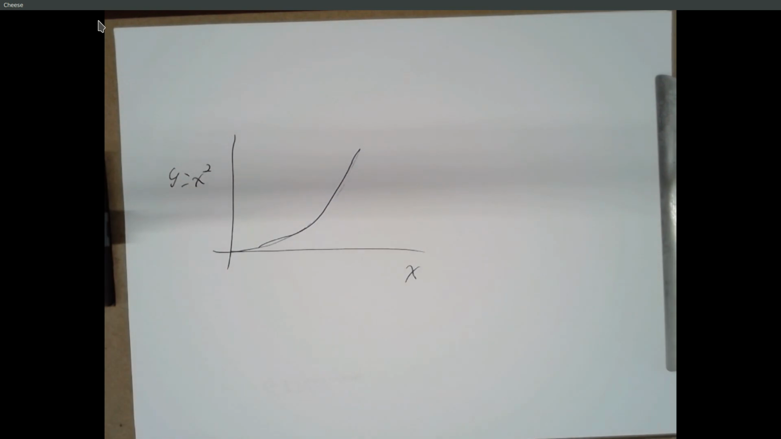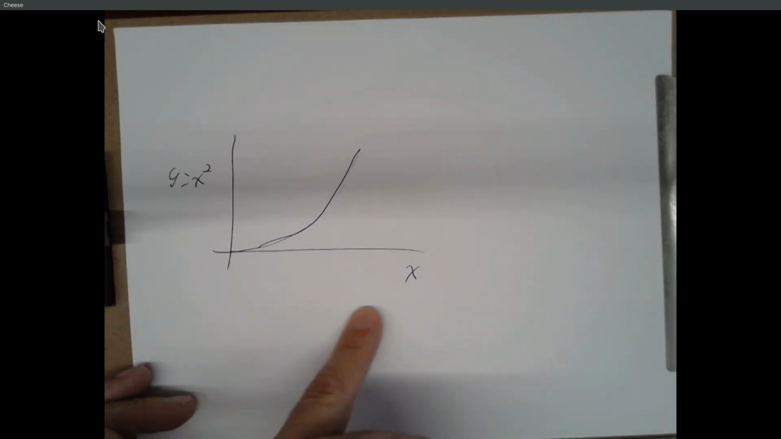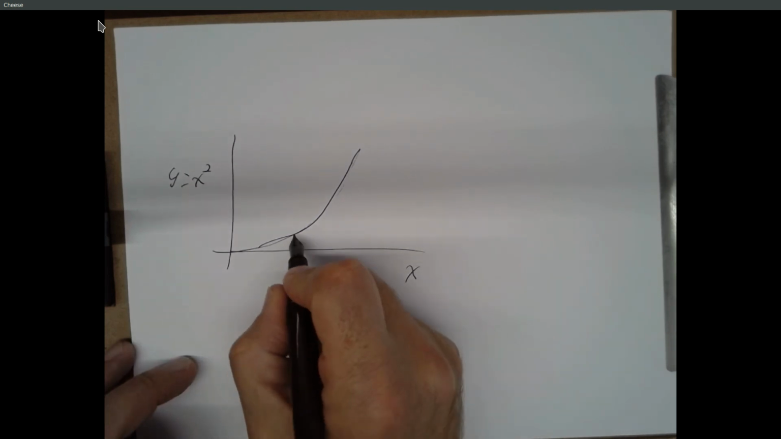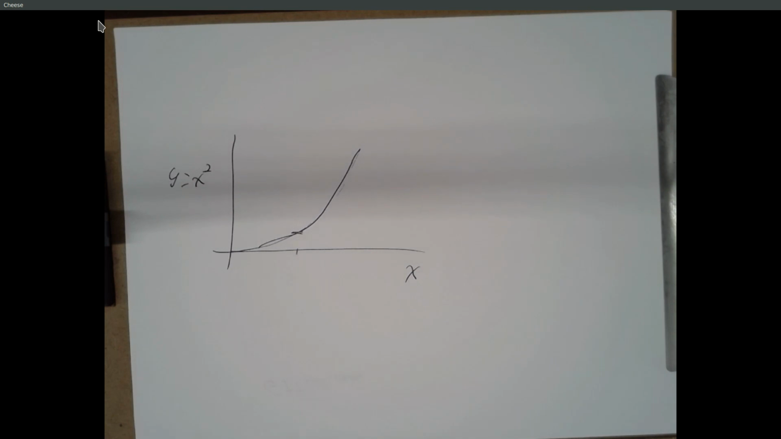All right, here's a graph of y equals x squared. And the assumption here is that x is what we call a real number. It could be 2, it could be 1.5, it could be 3.1415. It could be any number that we think of. And for each of those values of x, there's some corresponding value of y, which is the square of x.